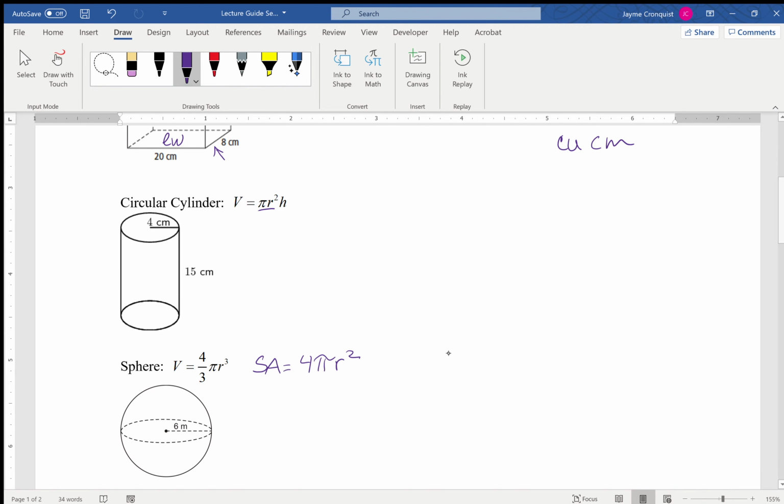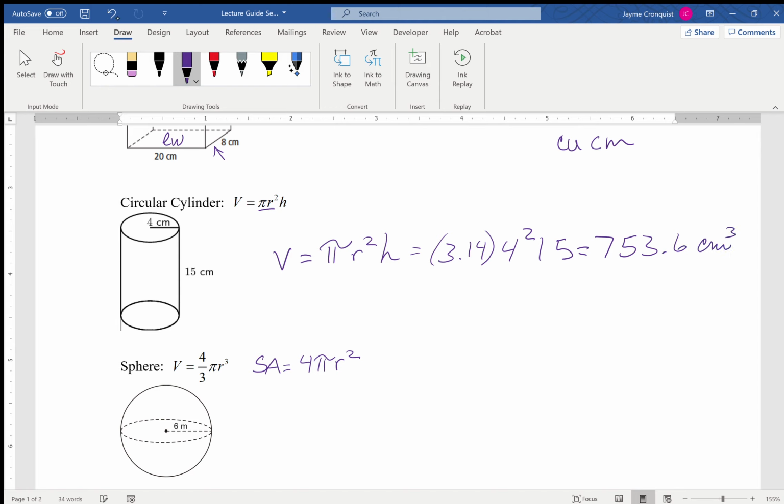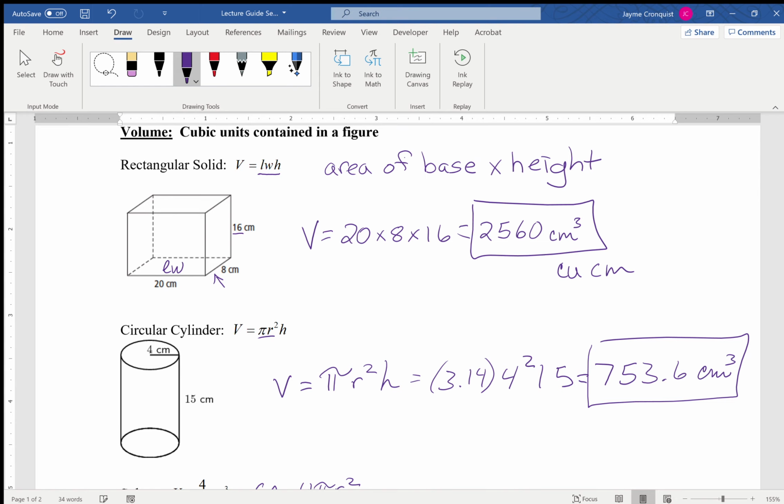All right, here we have a volume equal to pi r squared h. Well, pi is 3.14, r is 4, h is 15. Sorry. All right, so we have 3.14 times 16, that's 4 squared, times the 15. 753.6 centimeters cubed. Okay, I noticed I forgot to box my other answer. All right.